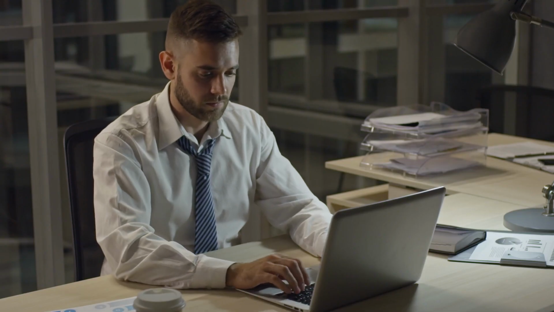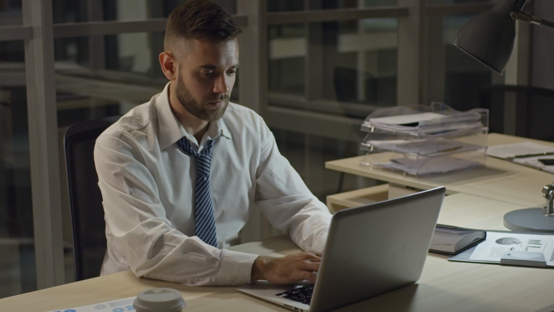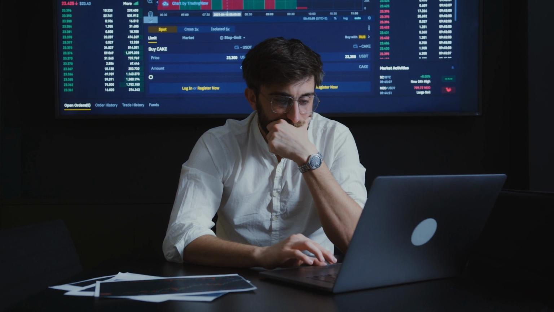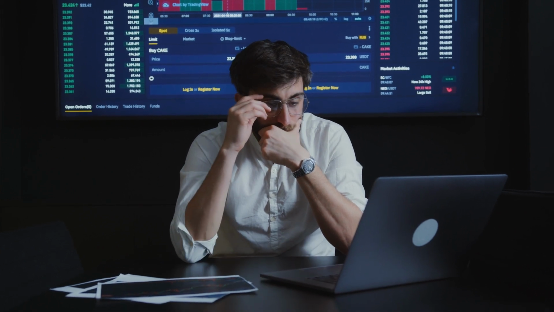Now, in order to properly manage the risks associated with leverage trading, it is important for traders to have a solid understanding of the market they are trading in and to have a well-defined trading strategy in place. This can help to minimize the potential for losses and increase the chances of success.